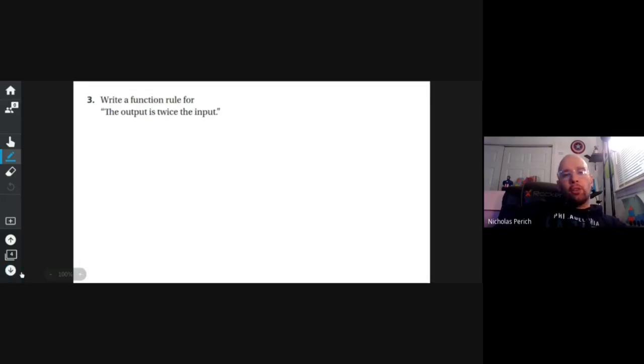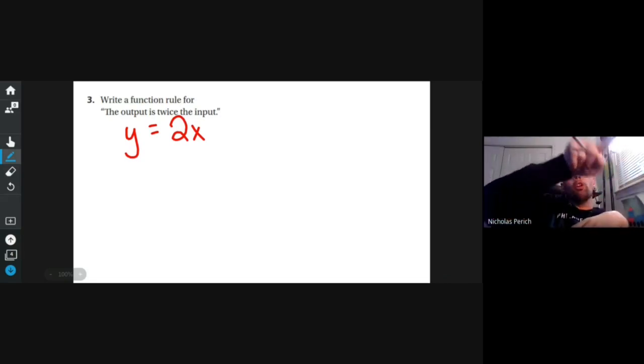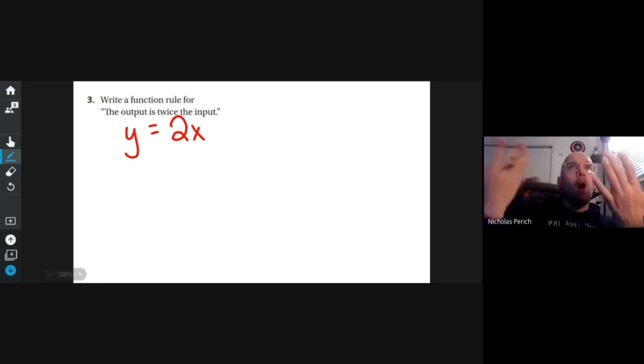Write a function rule for, all right, output means y. The output equals twice the input. Input is x. That's it. Output means y. You know that because I said it a bunch of times. This is the input, which is also the domain, which is also the x values. This is the output, which is also the range, which is also the y value.